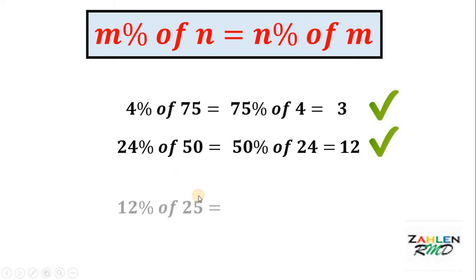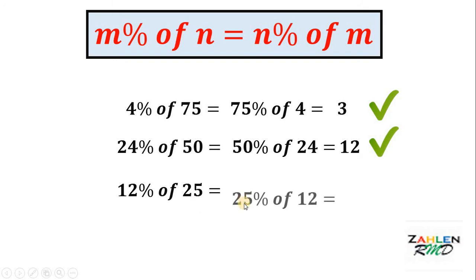And for our last example, we have 12% of 25. Now, this is much easier if we do 25% of 12, because 25% is just 1/4. Therefore, we need to get 1/4 of 12, and this is just 3. And we're done.